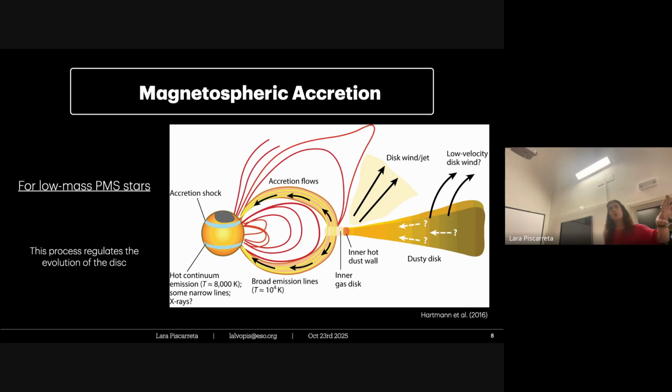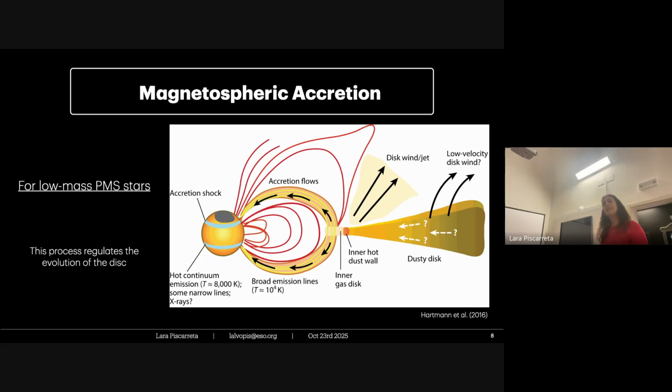And this is true for low mass pre-main sequence stars. So low mass here meaning lower than 1 solar mass, which is the focus of my work. And this process, also coupled with several different mass loss mechanisms, is basically what regulates the evolution of protoplanetary disks.